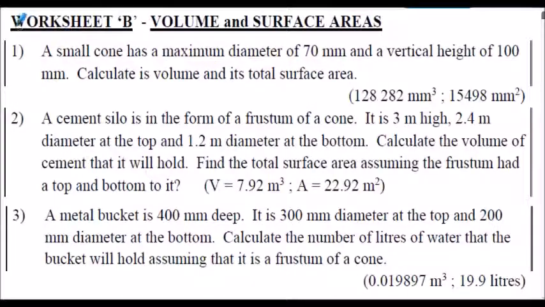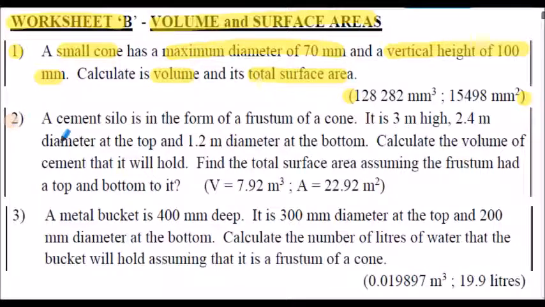Let's consider some examples from our worksheet B. These relate to volumes and surface areas of various standard sections. I'll outline the questions here, but I'll just work through selected solutions on the following slides. So question 1 is a small cone in this case. We're given the maximum diameter of the cone and the vertical height of the cone in millimeters. We've got to calculate the volume and the total surface area. That's the type of question we reviewed in the part 1 presentation on calculating volumes. I'll let you review that at your own pace. The answers are given in the bracket.